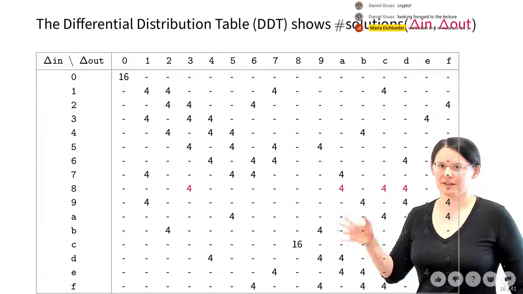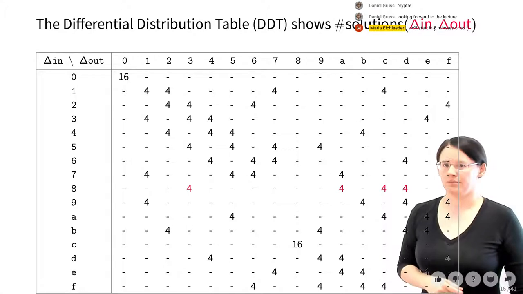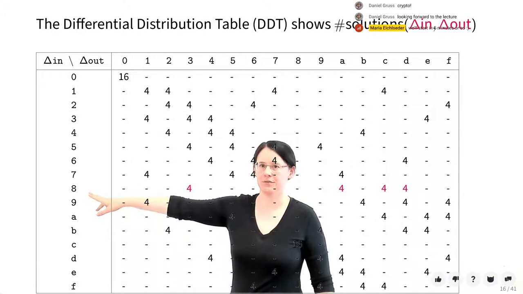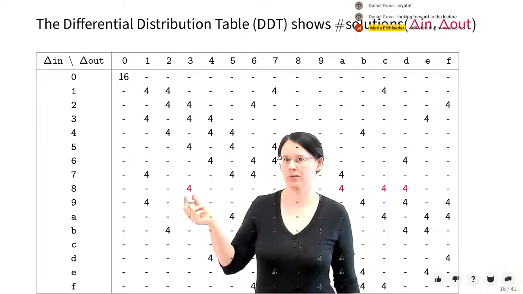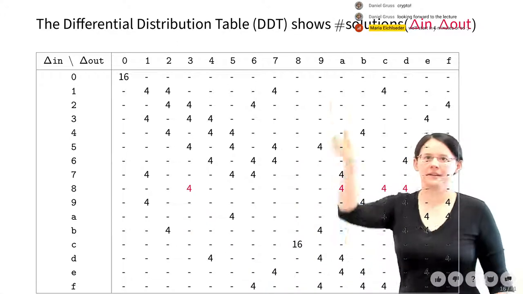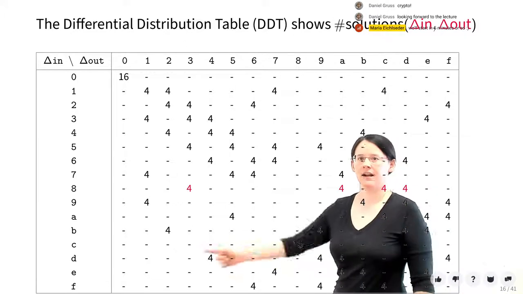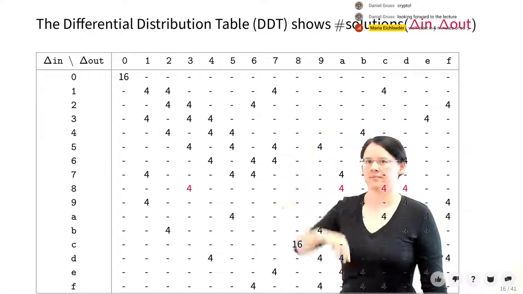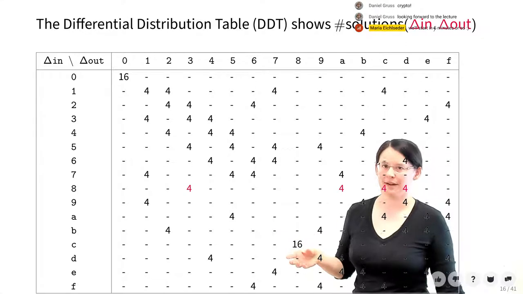And the reason for this is that instead of looking at the number of solutions, we can also understand this as probabilities. So for example, if we have any random input pair with a difference of 8, then with a probability of 4 over 16, so 1/4, we know the output is going to be a 3. And with the same probability, it's going to be an A or a C or a D. In this case here, a C with 100% probability, 16 over 16, goes to an 8. So this is why this value divided by the total number of input values is the maximum differential probability.